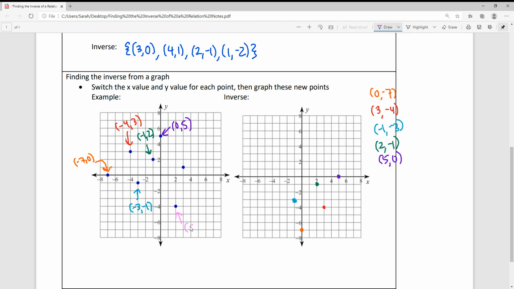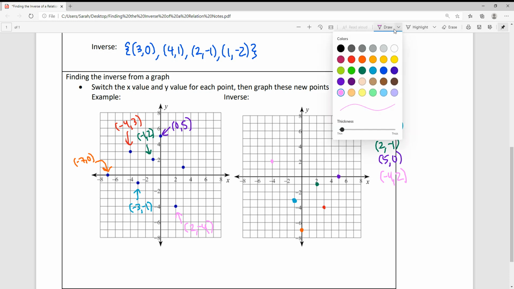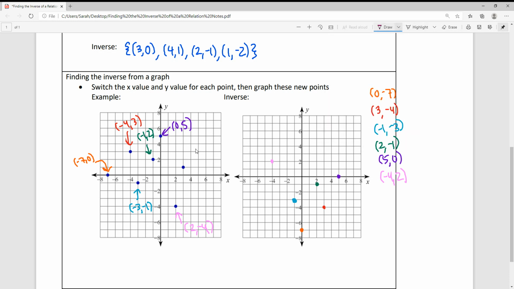This point is 2, negative 4. So its inverse is negative 4, 2. X is negative 4, Y is 2. That goes right here. And then the last but not least, this point right here is 3, 1. Inverting that, it becomes 1, 3. So X is 1, Y is 3. That would go right here.